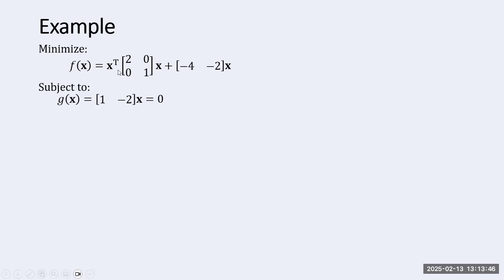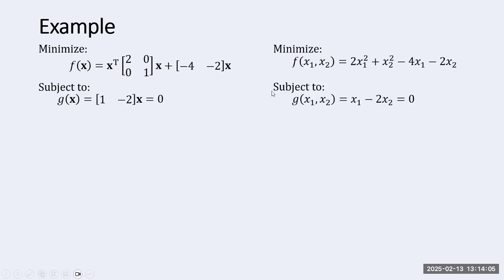Okay, f of x, which is equal to, so we have a quadratic term and a linear term here, subject to g of x equals this. Now, since we can just look at it in simpler terms, if we just write it in terms of the scalars, this is the same function. We have x1 and x2 as the two variables, correct?